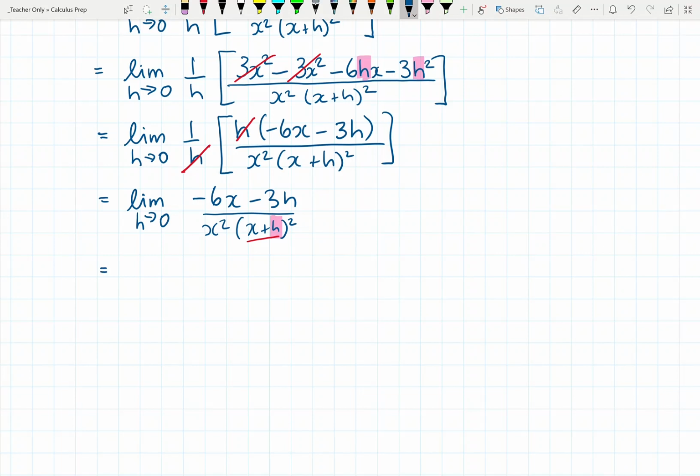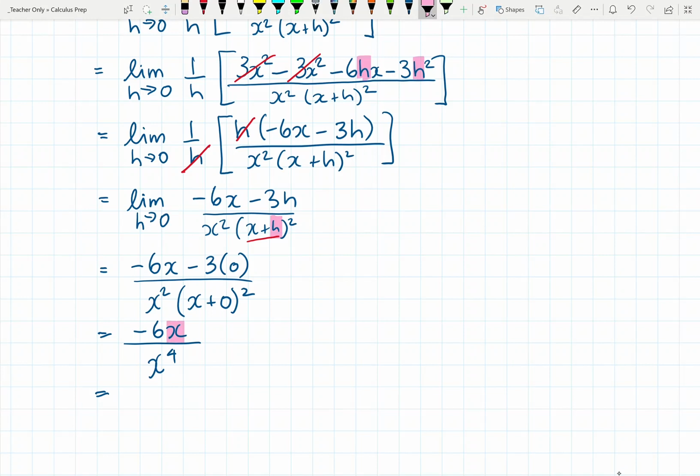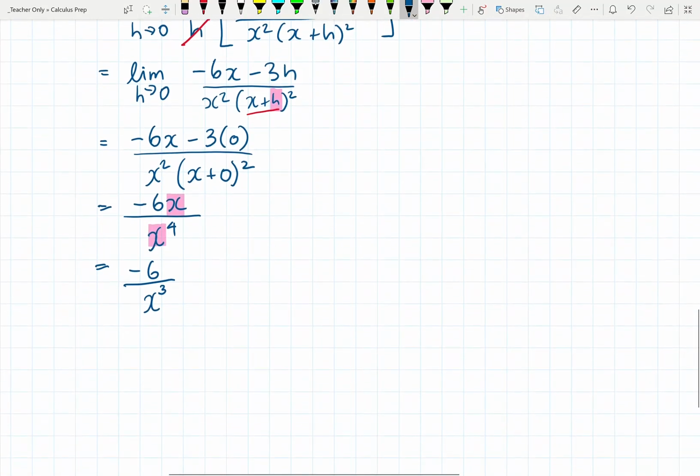So from here it's going to be minus 6x minus 3 lots of 0 divided by x squared times x plus 0 all squared, which leaves us with minus 6x on the numerator. In the denominator, x plus 0 is x squared times x squared is x to the power of 4. Now, because we are good mathematicians, we recognise that we have x's in both the numerator and the denominator, and we cancel out one of those x's, top and bottom, and we're left with negative 6 on x cubed. Therefore, g dash of x equals negative 6 on x cubed. And that's it.